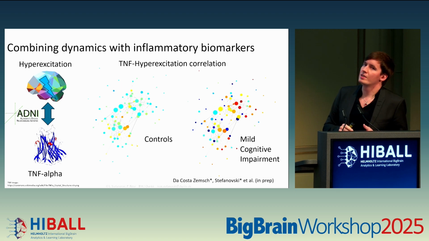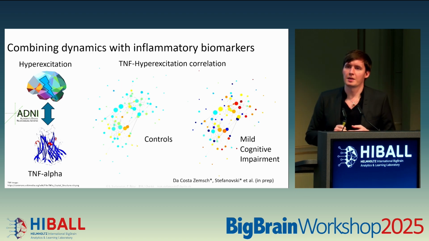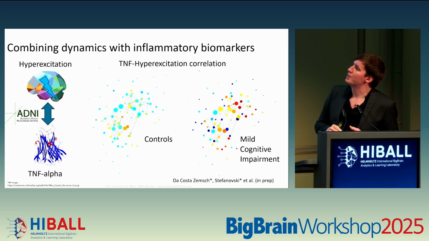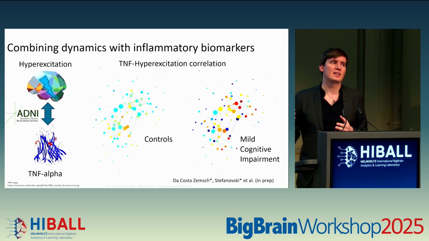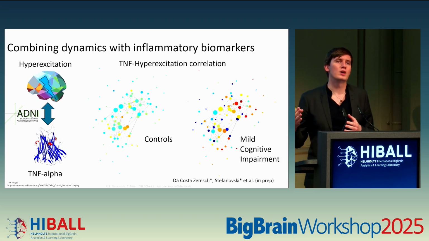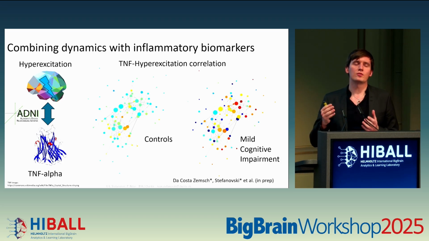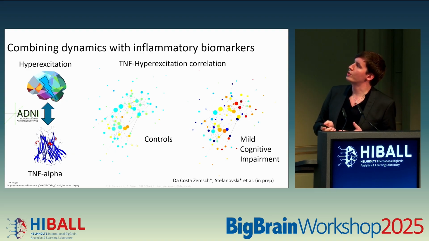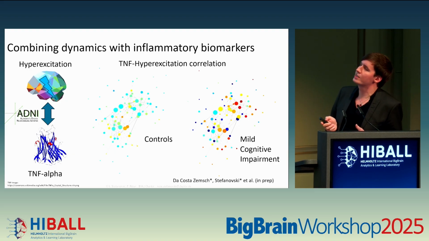And for this, we went again back to ADNI data. This is work together with Luise da Costa-Zemsch, who was actually also here, where we used the same model as I've shown earlier, but in a subcohort of ADNI where immunological markers in CSF were also available. We wanted to know if there is a coincidence of hyperexcitation and hyperinflammation. We looked into tumor necrosis factor levels, and indeed, this was the case for the group of mild cognitive impairments.